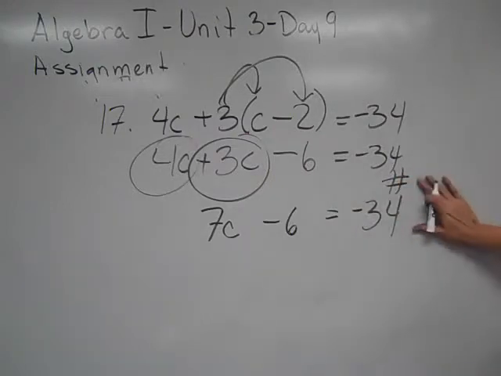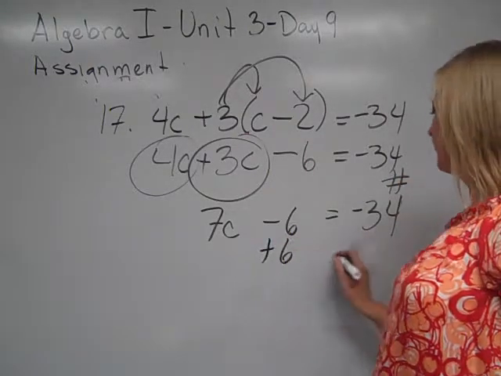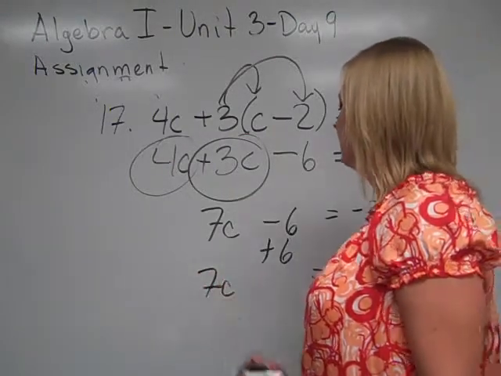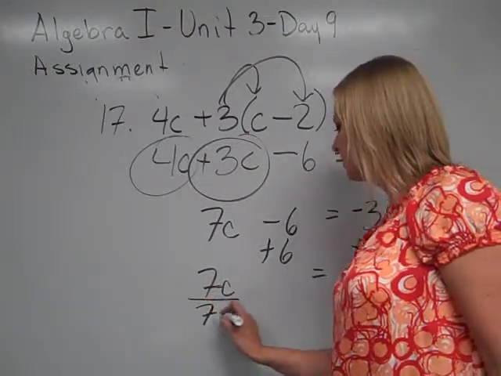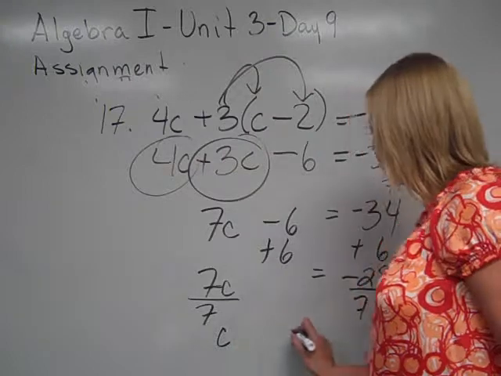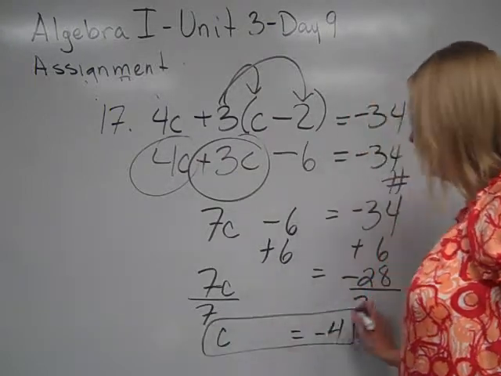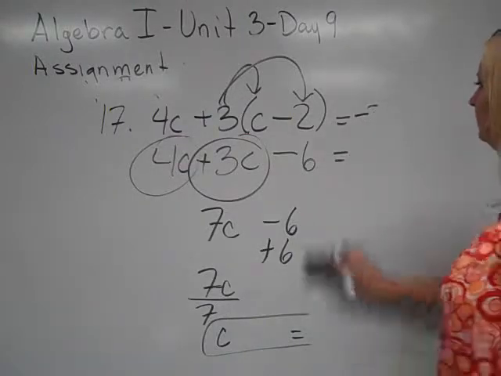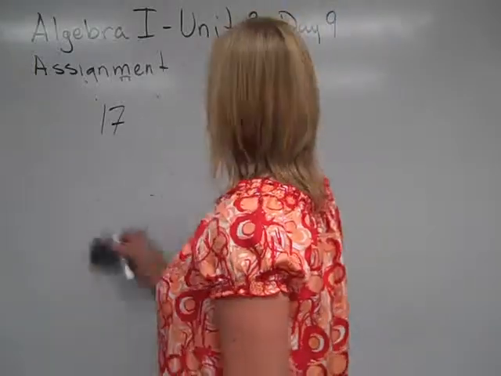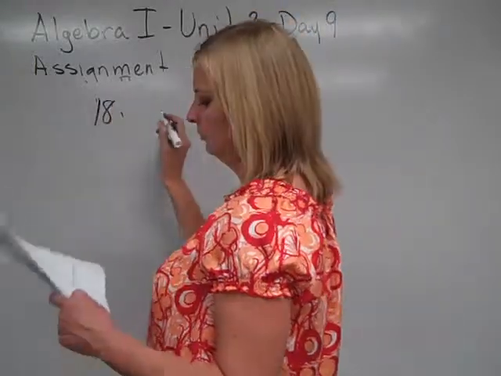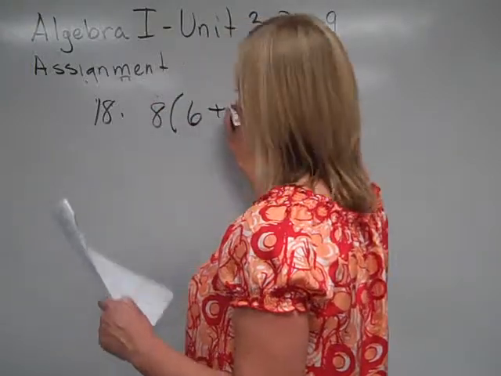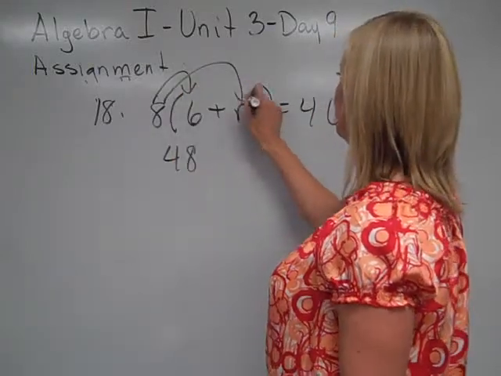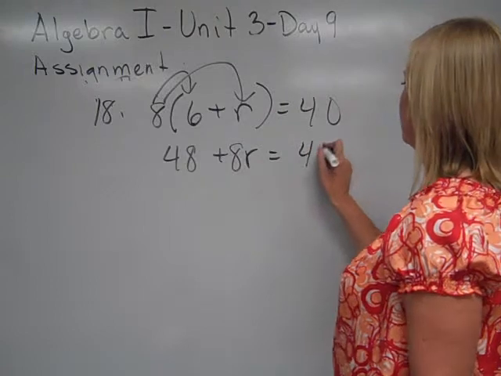Let's get all of our numbers here with the negative 34 by adding 6 to both sides. Now I don't want 7 c's, I want 1 c, so let's divide both sides by 7. So c is equal to negative 4. Number 18. 8 times the quantity 6 plus r equals 40. Let's distribute. 48 plus 8r equals 40.